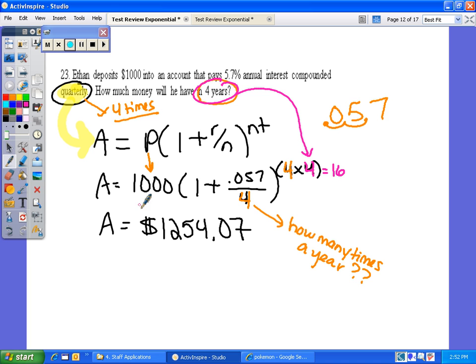So now just put all this in your calculator just like this, and you find out that the answer is $1,254.07. Always round to dollars and cents, which is called the nearest hundredth.